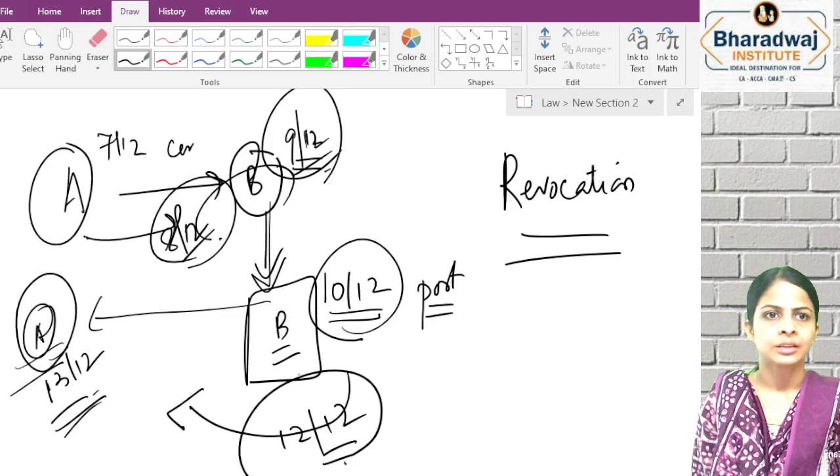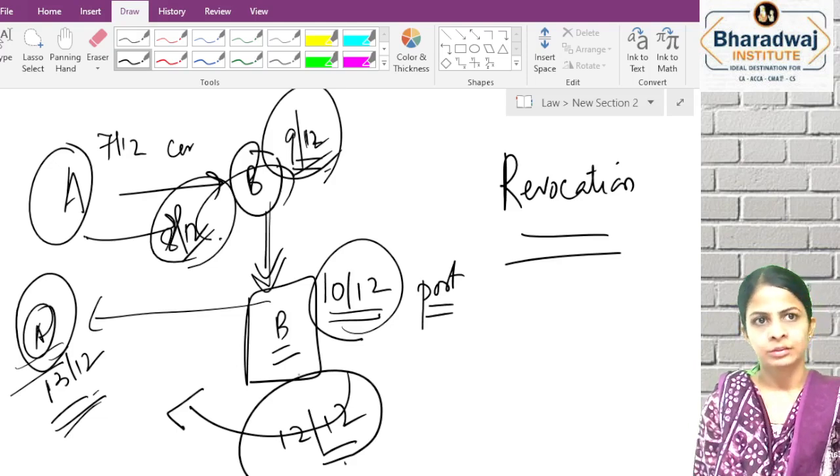Understood? Clear? Any doubts? Shastri? Awake? Yes?